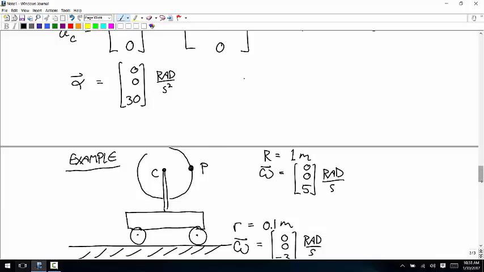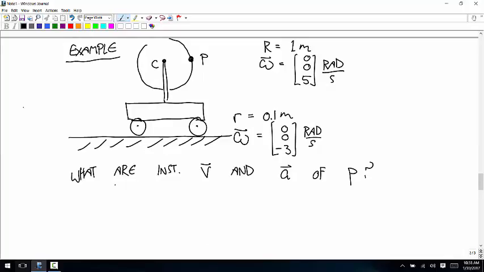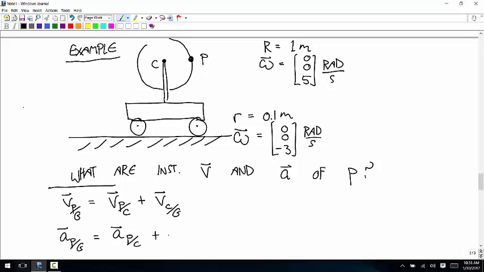So the velocity of P relative to the ground is equal to the velocity of P relative to C plus the velocity of C relative to the ground. And same with acceleration. Acceleration of P relative to the ground is equal to acceleration of P relative to C plus the acceleration of C relative to the ground.